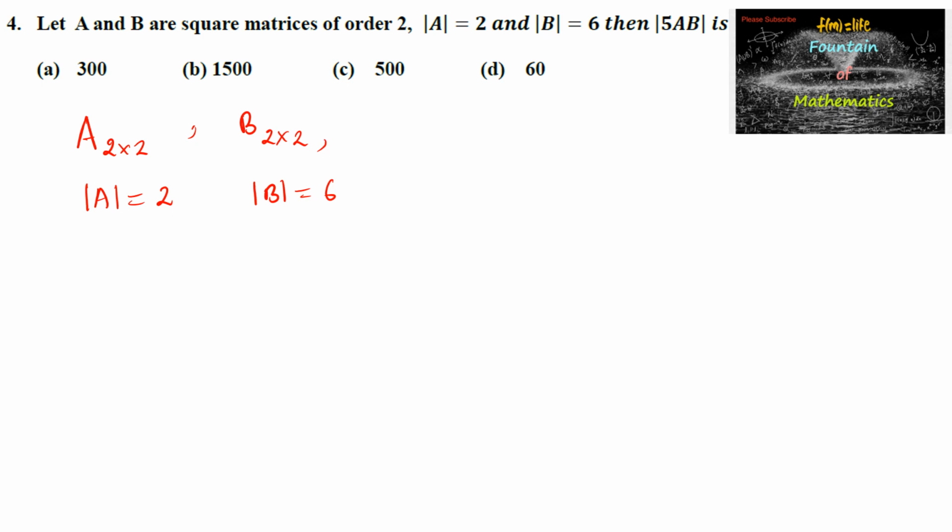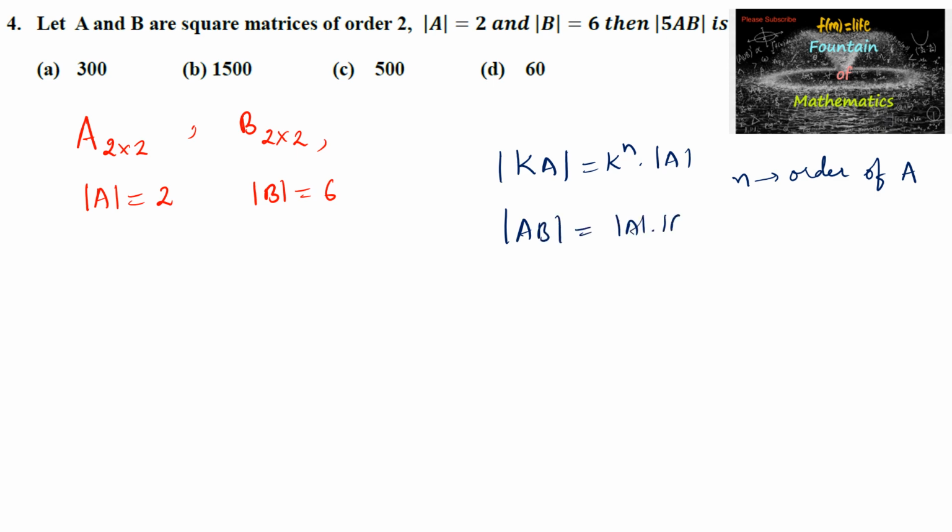And we have the property determinant of kA is equal to k to the power of n into determinant of A, where n is the order of the matrix A, and also we have determinant of AB is equal to det A into det B. If a product of two matrices is there, we can take det A into det B separately. So let us use the properties here.